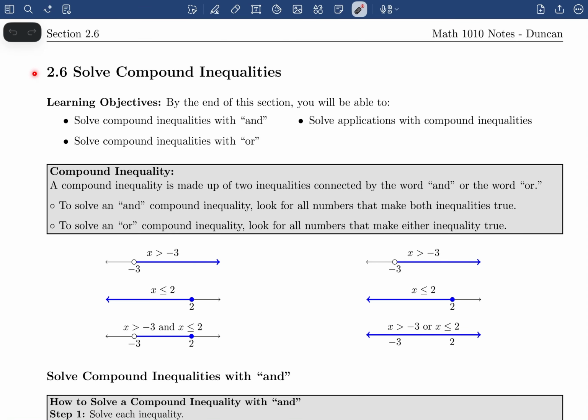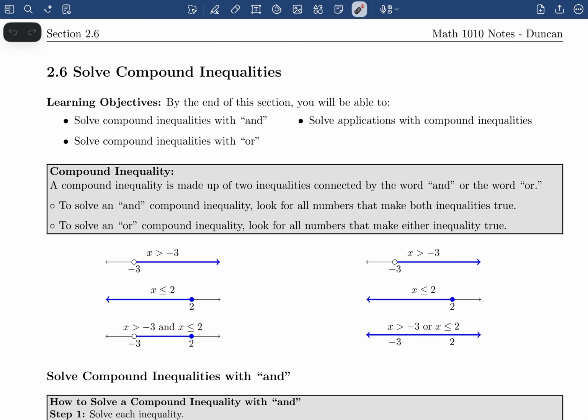This is lesson 2.6, solve compound inequalities. The learning objectives are to solve compound inequalities with the word and, solve compound inequalities with the word or, and solve applications with compound inequalities.